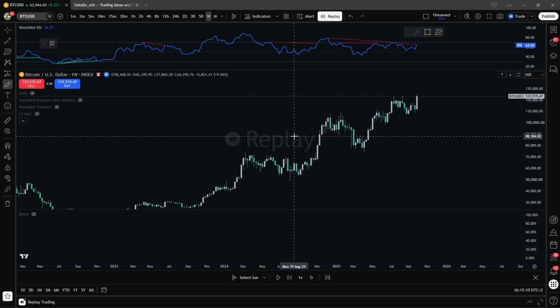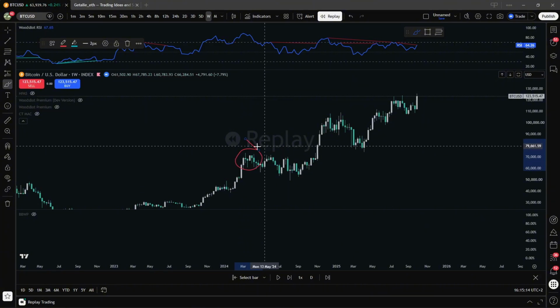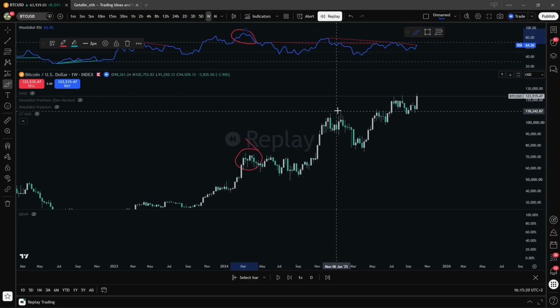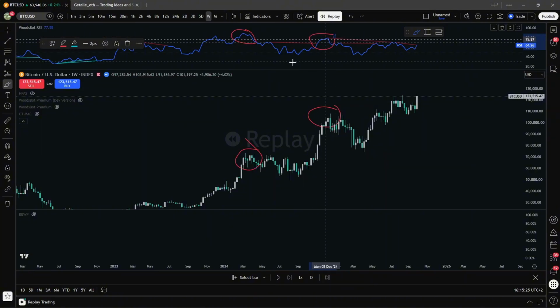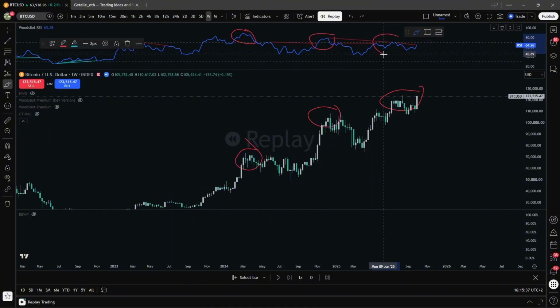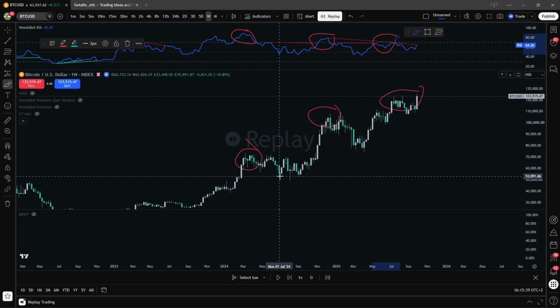You can see this right here, right? We have price action making a higher high. The RSI is also making a higher high. But then price action makes another higher high, but the RSI indicator is making a lower high. And then for the third time, price action is yet again making another higher high, and the RSI indicator is making yet again a lower high. So you have a triple bearish divergence on the weekly time frame.